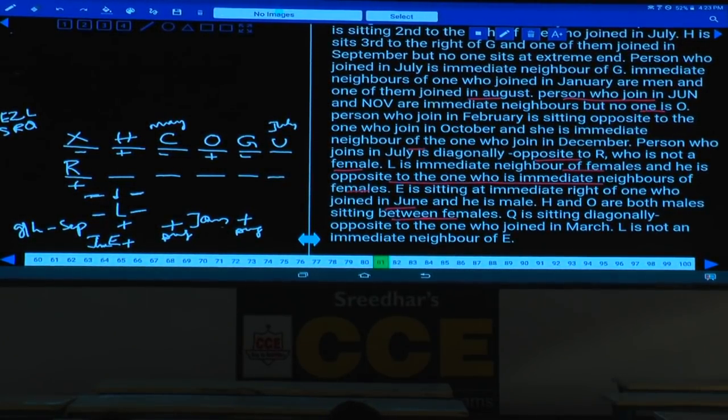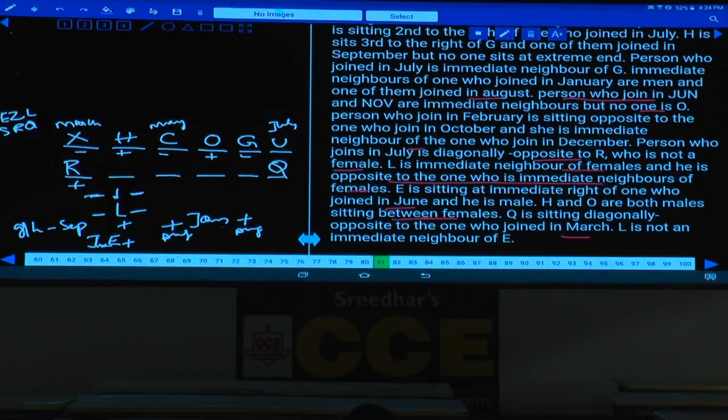Q is seated diagonally opposite the one who joined in March. And Q is seated opposite March, hence Q must be here. Diagonally opposite to March, as March is here. L is not an immediate neighbor of E, so L and E are not adjacent. Clear now? Now in one row.